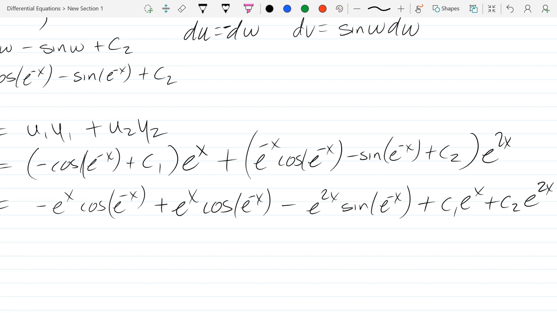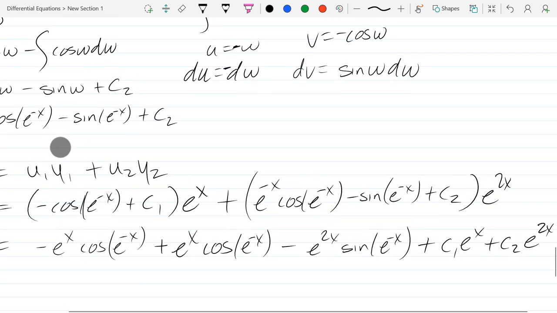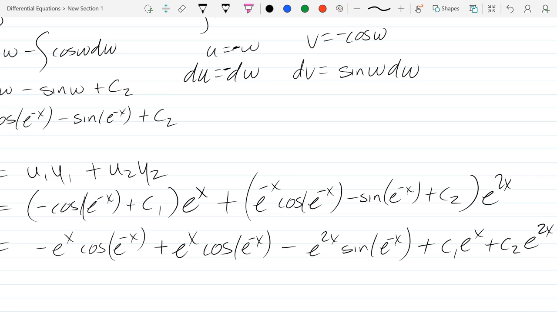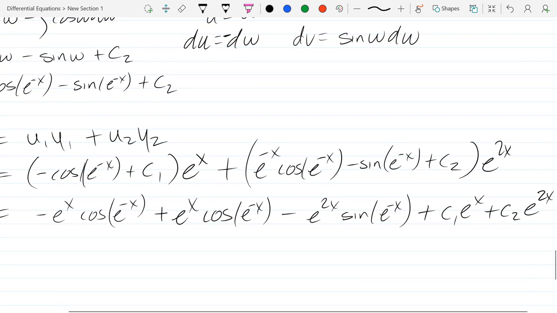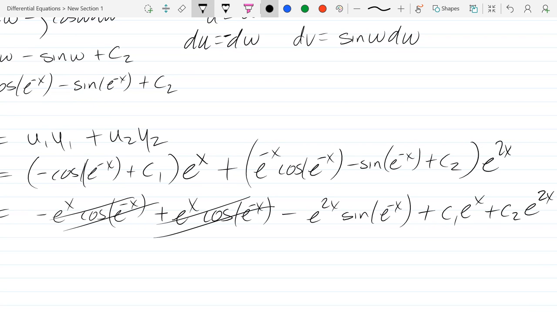Oh, and I don't have answers in my notes. That's good, so it can't be wrong. The first two terms cancel, correct? Oh, do they? Yeah, it looks like they do. That seems highly coincidental. That's not something to expect in general, terms to be canceling out like that.